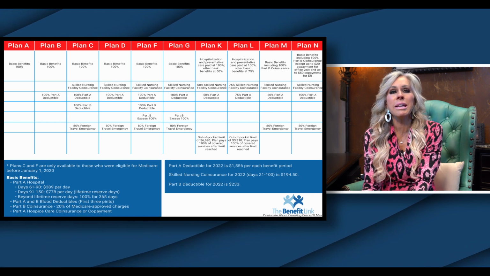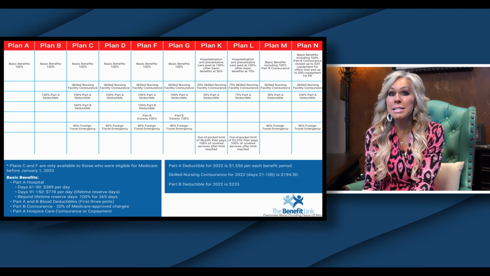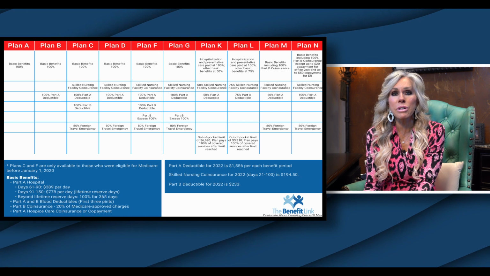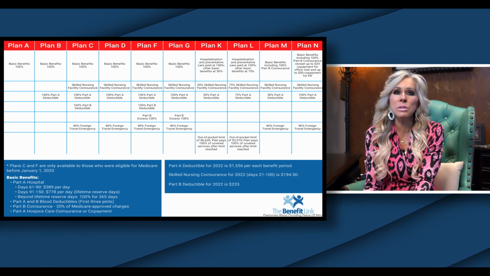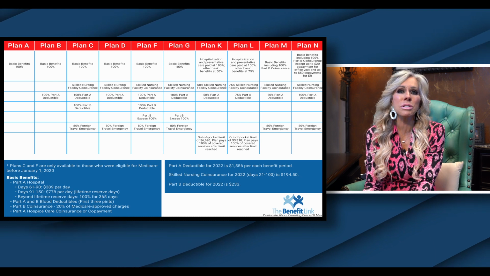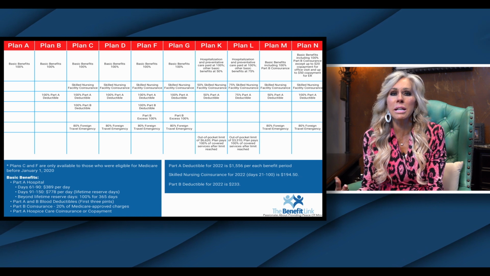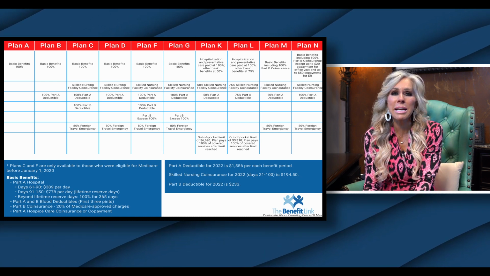So you can see Plan A is going to leave a lot of expenses in your hand to take care of. Same thing with Plan B. There's hardly anything that's covered under that plan. It does cover your Part A hospital deductible, but everything else you're going to be on your own. It doesn't cover skilled nursing. It doesn't cover all the other things that you may need. It is very, very basic.